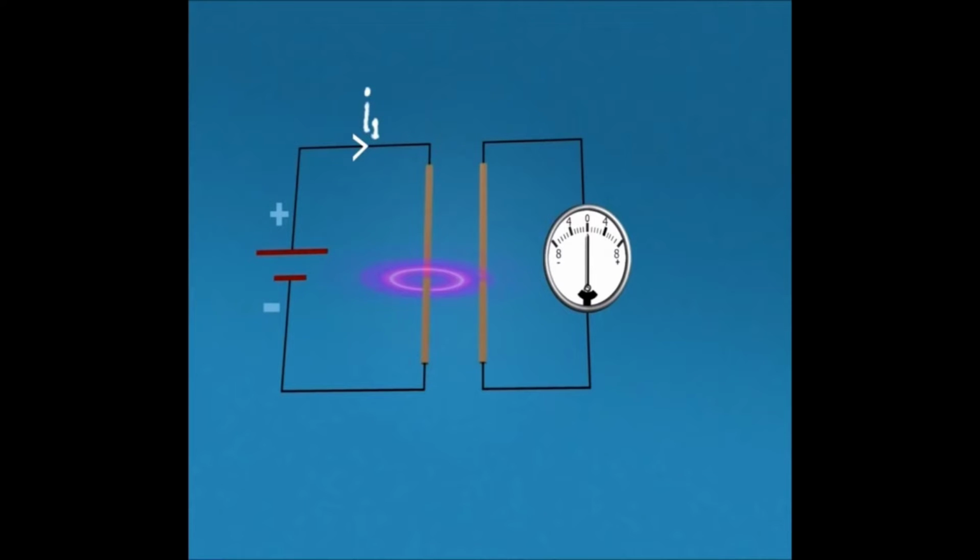Further, we can also see that EMF is again induced in the second conductor when we remove the battery. This is because of the reduction in flux density around the first conductor, and the second conductor tries to oppose this change in flux as per Faraday's law of electromagnetic induction. The magnitude of the induced EMF is given by E2 is directly proportional to d phi by dt.